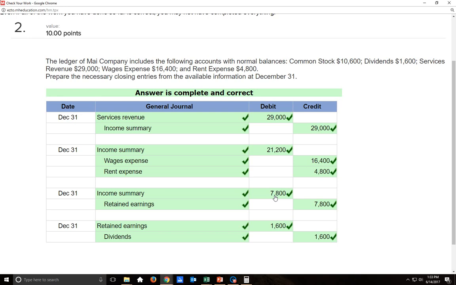Finally, let's close that dividends. Remember the acronym ADE, so dividends have a normal debit balance. To get that debit to go away, we must credit dividends. We know that dividends were $1,600. So to make that amount go away, we credit dividends, zero out the dividends amount, and post it to retained earnings. So a lot of information here. This is a hard problem. Take some time.